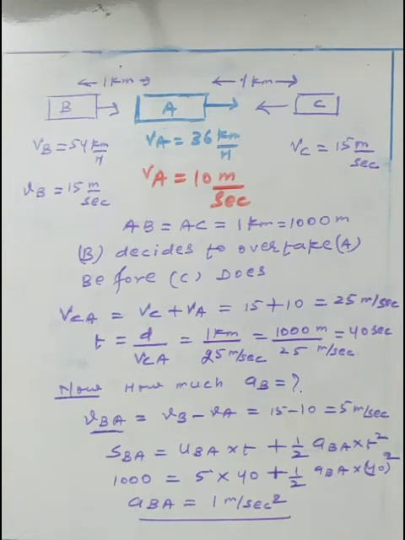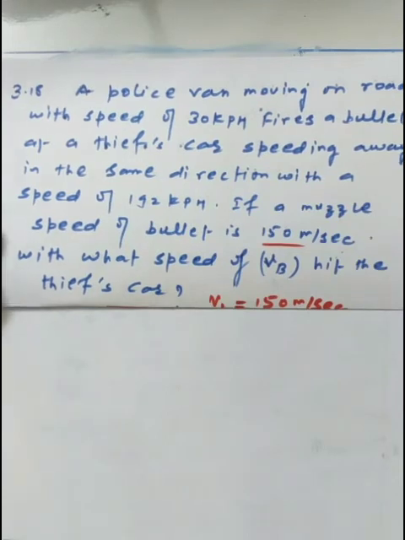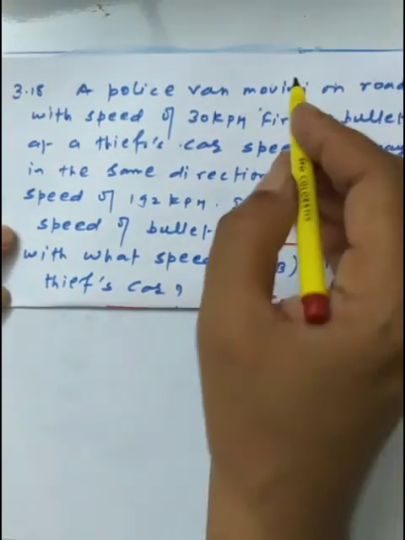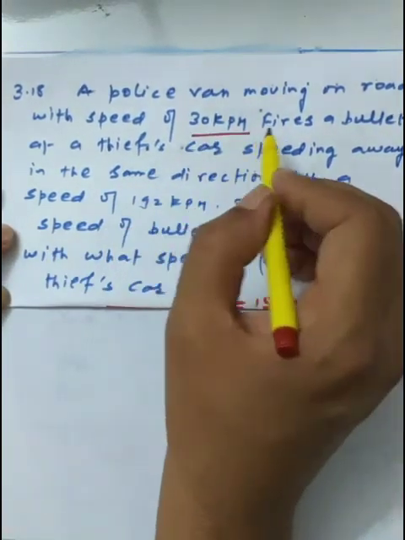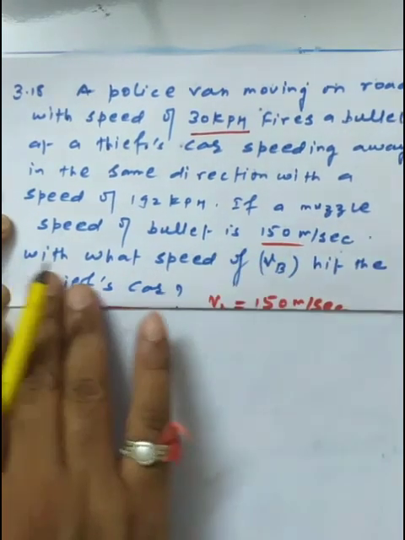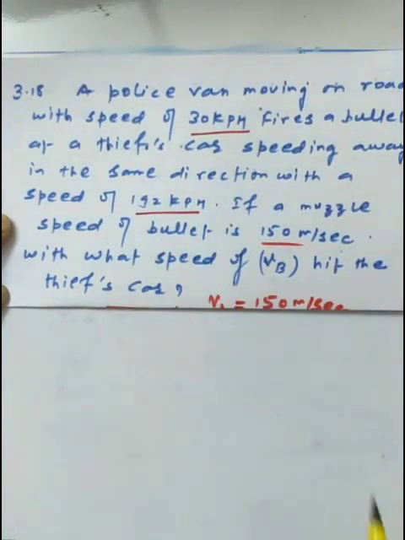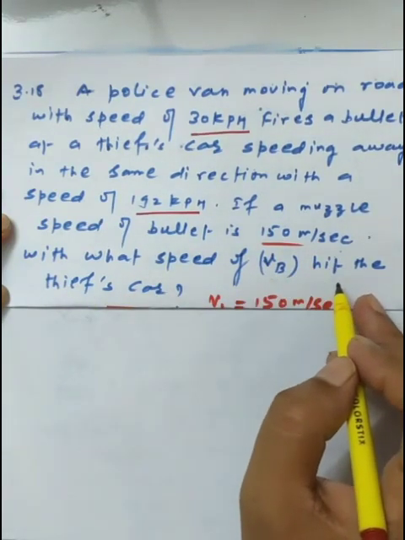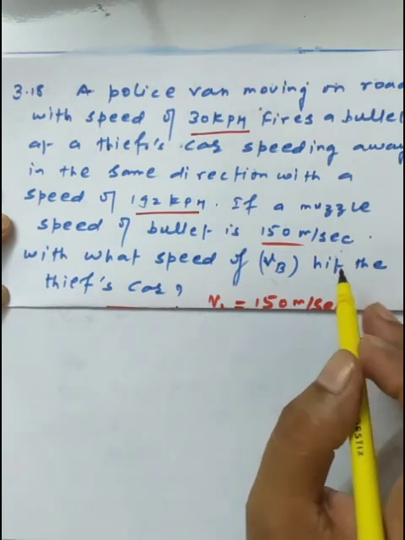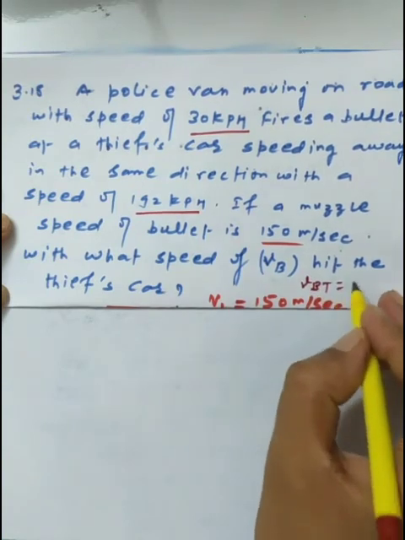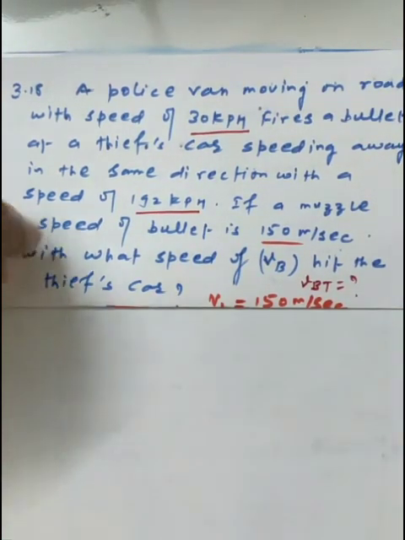Now I'll take another problem. Dear students, the next question we have is 3.18, and the statement of the question: a police van moving on a road with a speed of 20 km per hour fires a bullet at a thief's car speeding away in the same direction with a speed of 192 km per hour. If the muzzle speed of the bullet is 150 meters per second, with what speed does the bullet hit the thief's car? So the query is the relative velocity of the bullet with respect to the thief's car. How can we understand this problem?